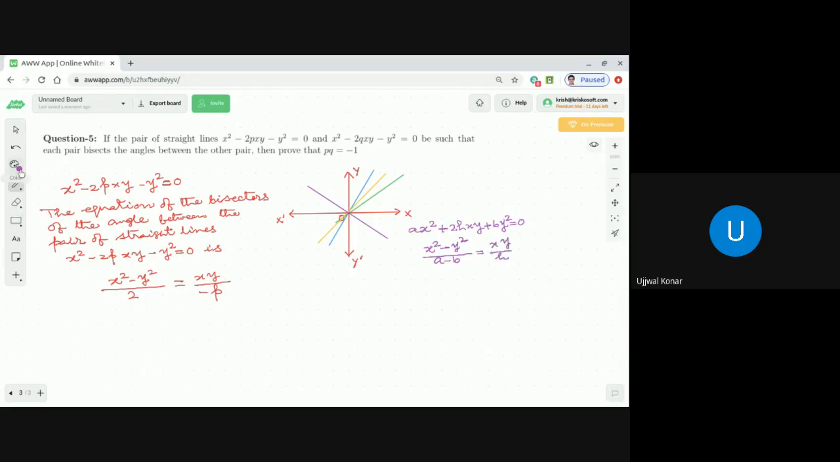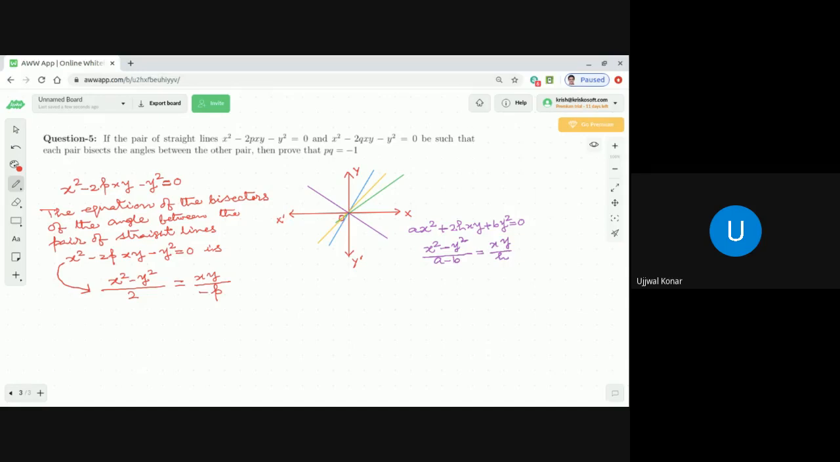And if we apply the same concept here, for this one, what is the equation of the bisectors? X square minus y square by a minus b. A is 1 and b is minus 1, so a minus b becomes 1 minus of minus 1, that is 2. That is equal to x into y by h. What is h? H is nothing but minus p. So we get minus p.